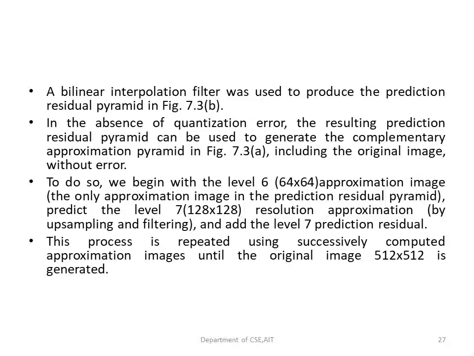If we want to do so, we have to begin with the level 6 image, that is the 64 by 64 approximation. Then we predict the next level, that is level 7, which is the 128 by 128 resolution approximation, and then we add the level 7 prediction residual. This process is repeated using successively computed approximation images until we get the original 512 by 512 image generated.